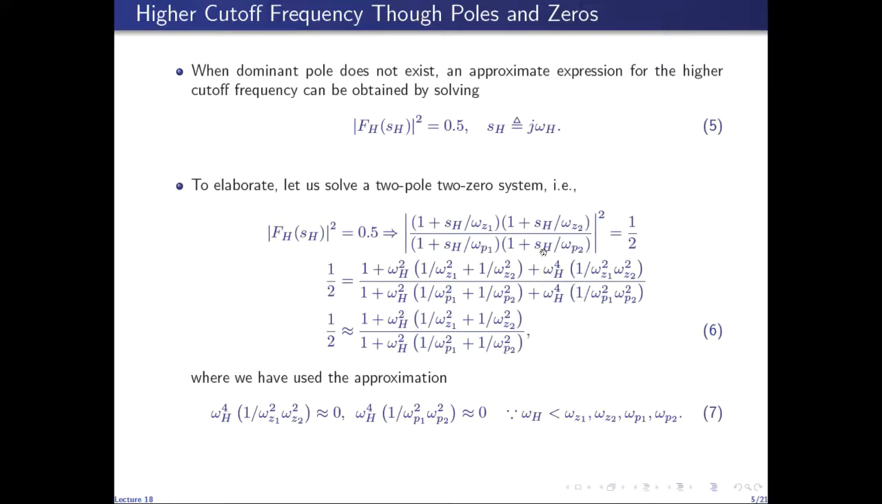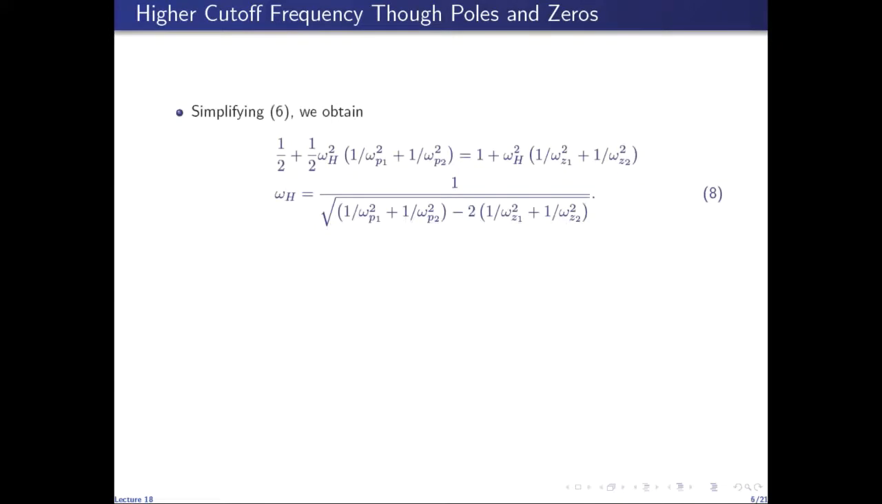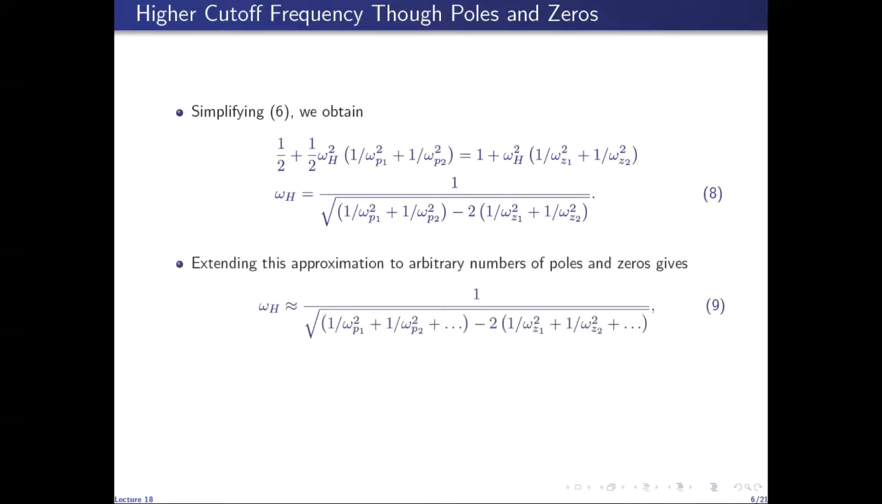So under the approximation that these terms are really small, we can ignore them, and we'll be left with an approximate expression, which is a polynomial of degree 2 in the numerator and a polynomial of degree 2 in the denominator. So simplifying this expression, we can estimate the higher cutoff frequency of the amplifier by this expression. So it is given by all of the pole frequencies and all of the zero frequencies. Since there are 2 poles and 2 zeros, it is given in terms of the 2 pole frequencies and the 2 zero frequencies. So we can extend this idea to a system with arbitrary number of poles and zeros.